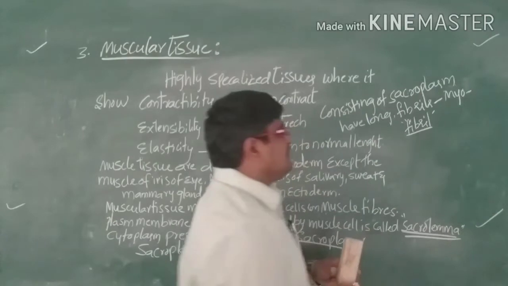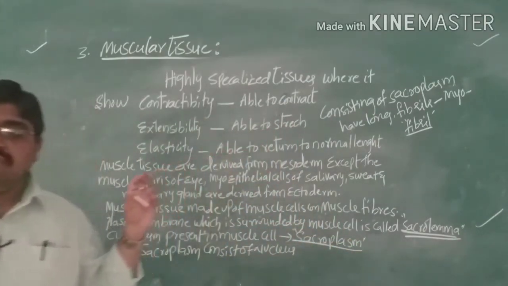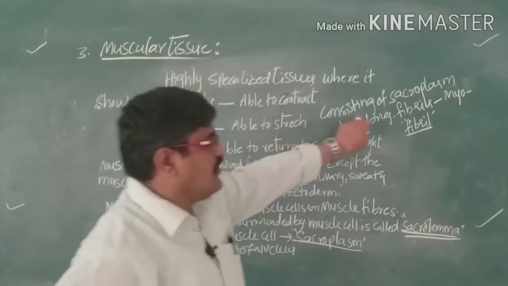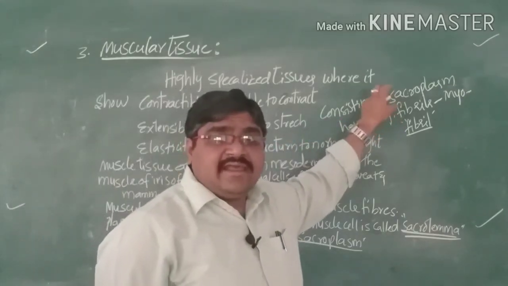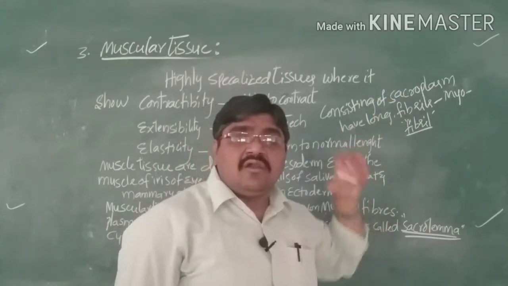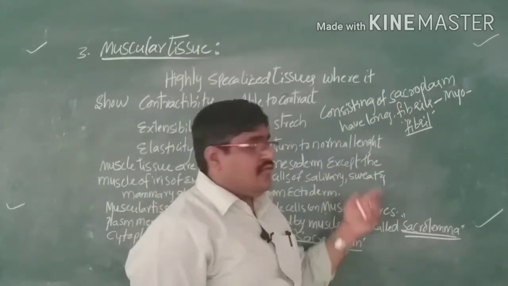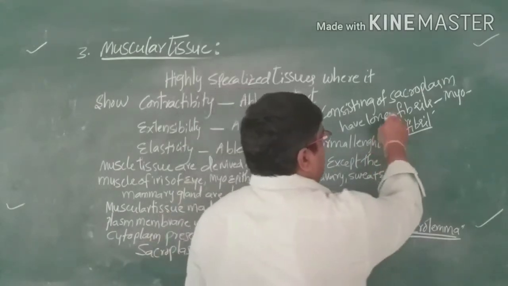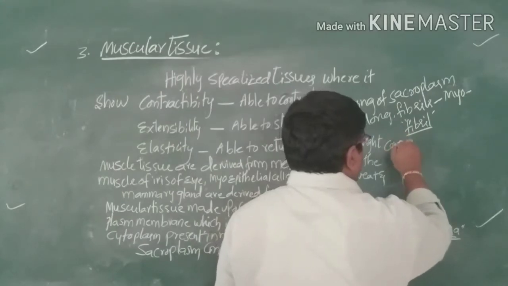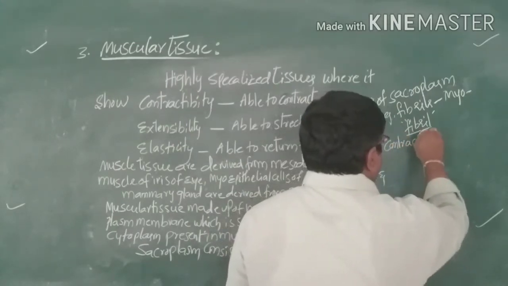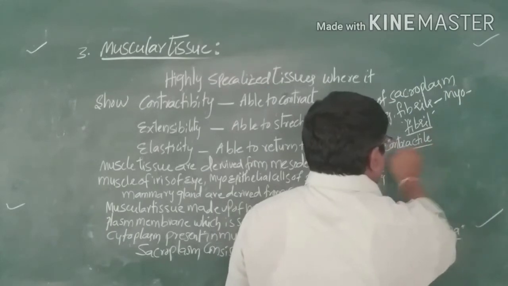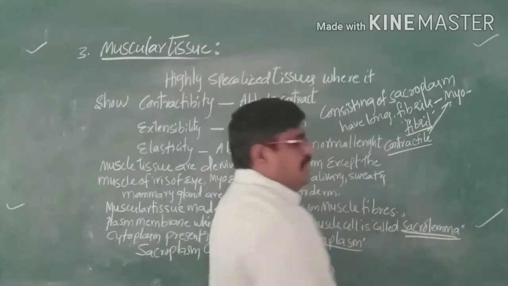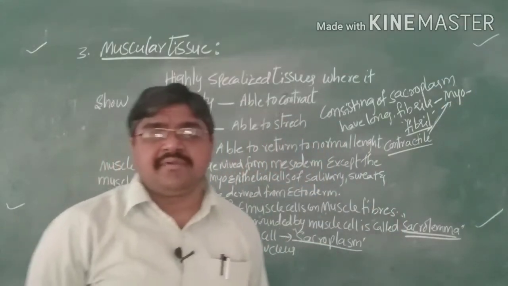The sarcoplasm has long fibrils, that is, long contractile fibrils. Those long contractile fibers, we can call them as the myofibrils.